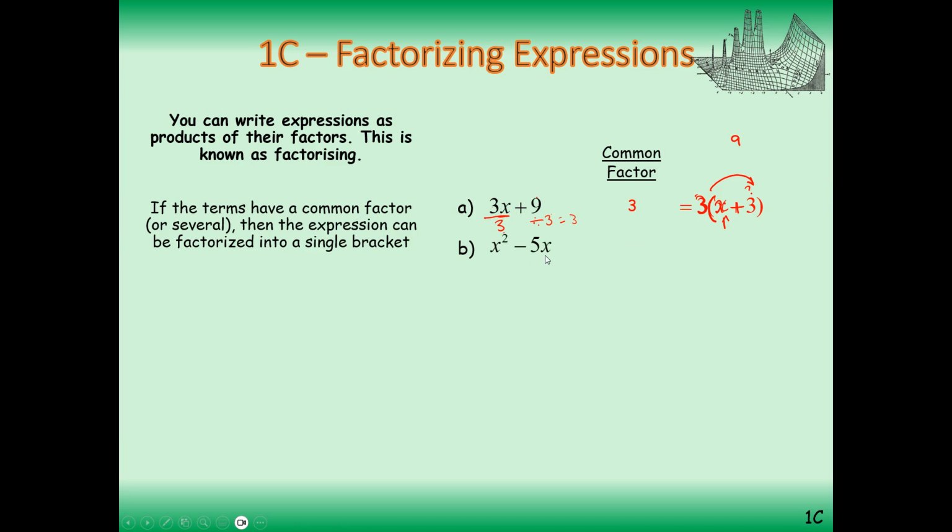This next example, x is the highest common factor. So you write x outside the bracket. Then you ask yourself, x times what value will give me x squared? It would have to be another x to give us this x squared. Or you could say I'm dividing by the highest common factor. Each of these terms, if divided by the highest common factor, will give you this x inside the bracket, and 5x divided by x will give us a negative 5 because of the sign. So that's how we factorize that.